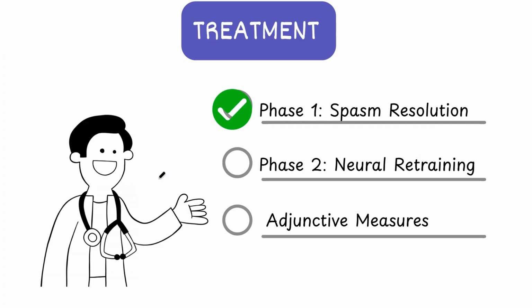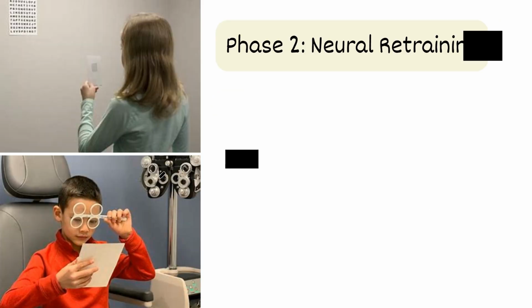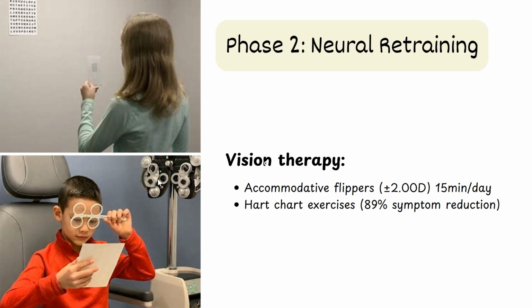Alright, so we talked about the spasm resolution. Now let's talk about the neural retraining. Now, principal thing over here is the vision therapy. In my previous videos on accommodation, I told you how to do various vision therapy exercises, and so here the exercises or the vision therapy exercises that you can do are accommodative flippers and Hart chart exercises.